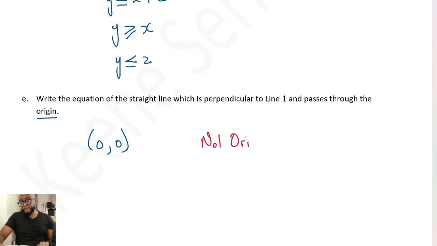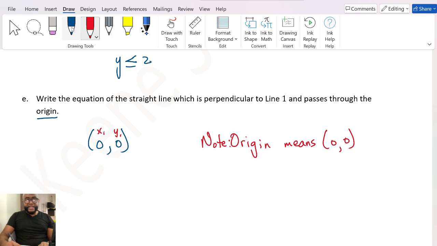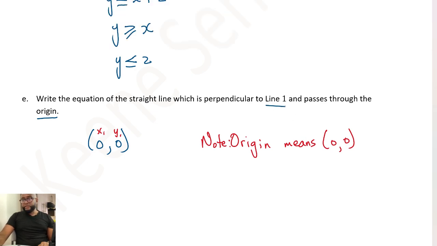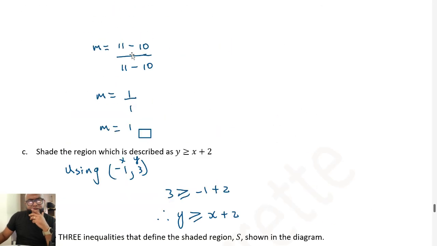Note, origin means 0, 0. Right? Cool? That's what the origin means. So this is actually your x1 and your y1. They said it is perpendicular to which line? Whatever is the gradient of line 1, I need to flip it and multiply it by -1. If you want the gradient of a line perpendicular to line 1, you have to flip the original gradient and multiply by -1.